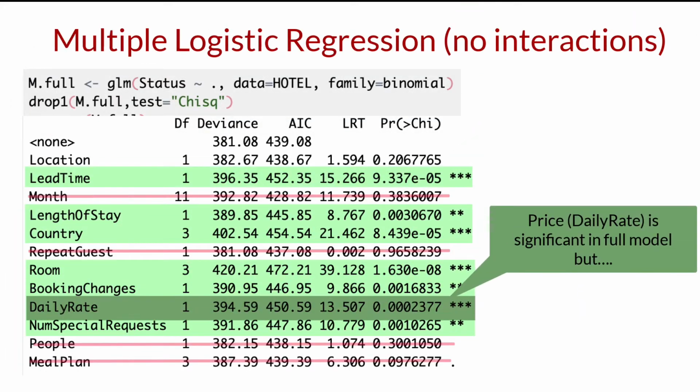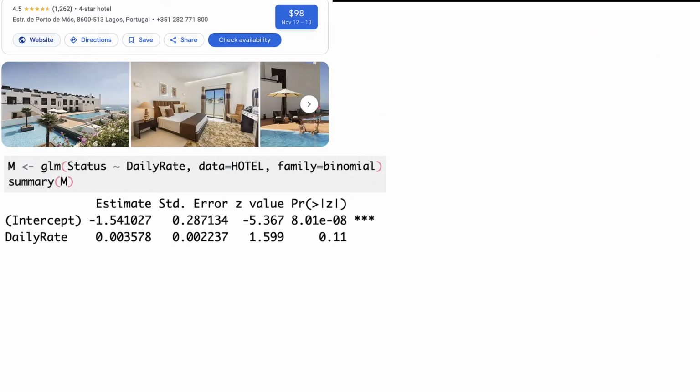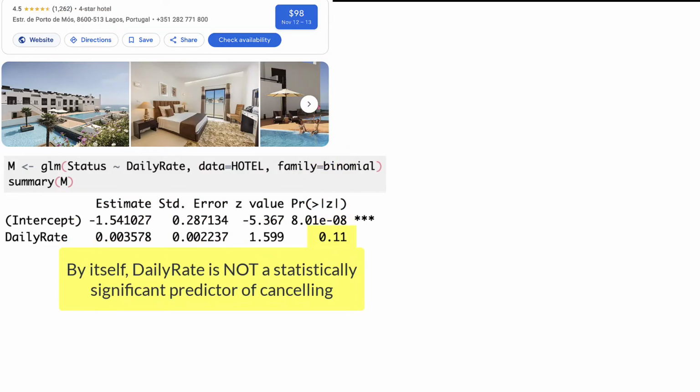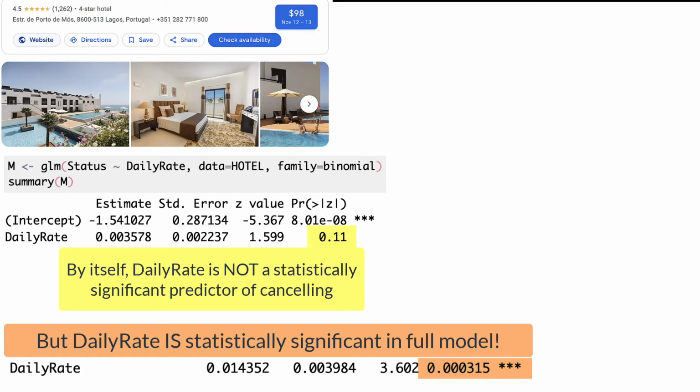Let's also consider the price someone is paying for their booking. In a simple logistic regression predicting the status of the reservation from the daily rate, we find that by itself, it's not a statistically significant predictor of the cancellation rate. Its p-value is above 0.05. However, it is statistically significant in the full model.